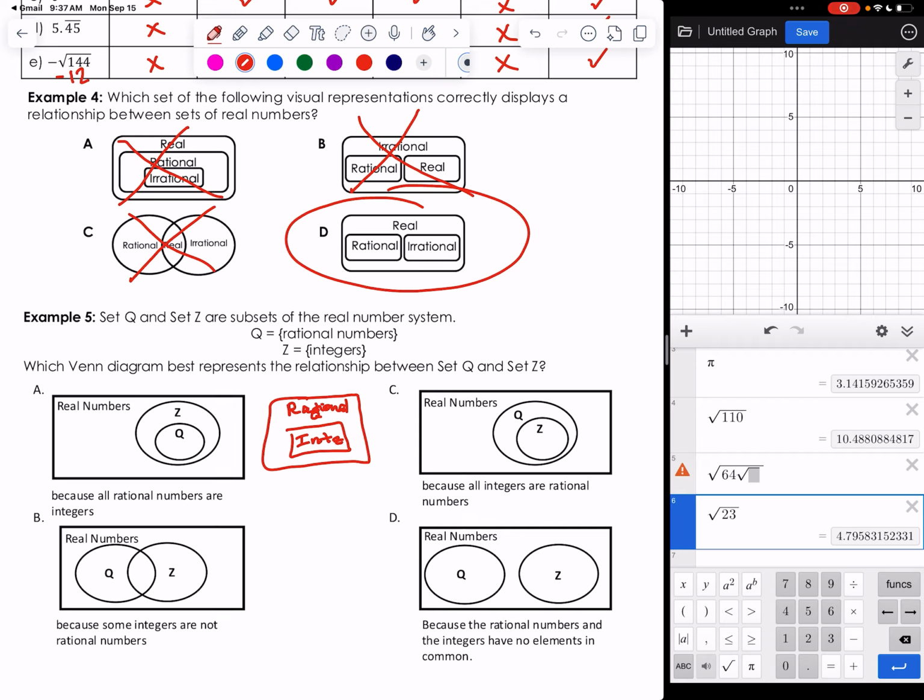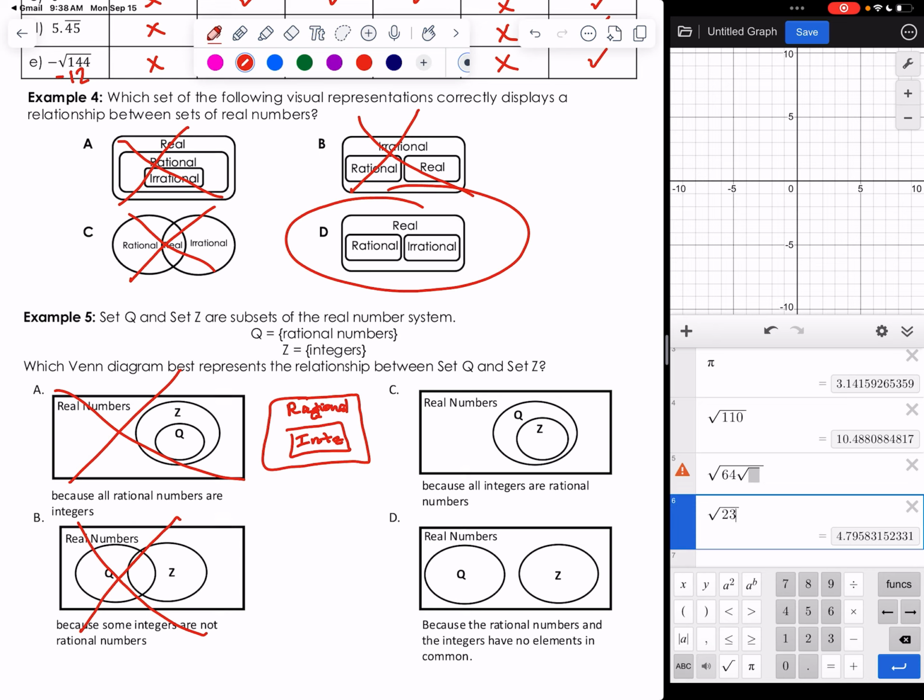So I want the big category to be Q, which means I can automatically get rid of answer A. All right. Let's look at answer B. We have the set of real numbers, that's our big set, and then we have the set of rational numbers overlapping the set of integers because some integers are not rational. Well, that's not true. All integers are rational numbers.